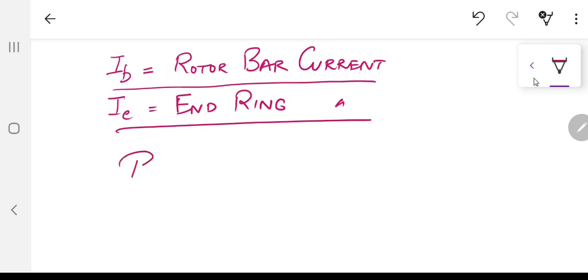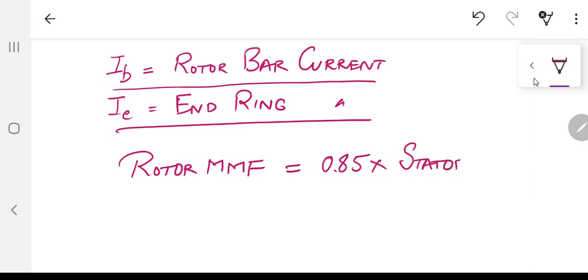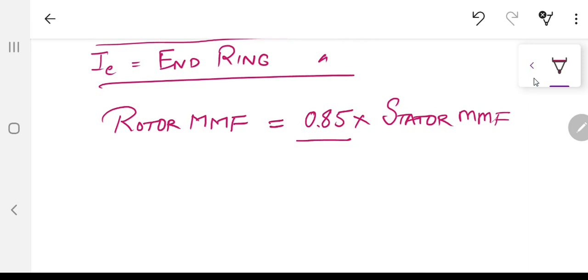A very simple equation normally used for this design, as an efficiency case, is that the rotor MMF is equal to 85% of the stator MMF. Whatever MMF is produced by the stator, assuming there is certainly some leakage flux, some flux remaining inside, and some zigzag flux also being produced, 85% of it is going to reach the rotor, and that is the rotor MMF. Now what is the stator MMF? We already know that, because what is MMF?